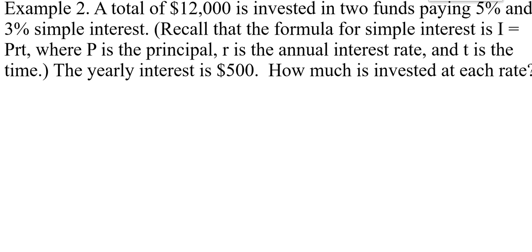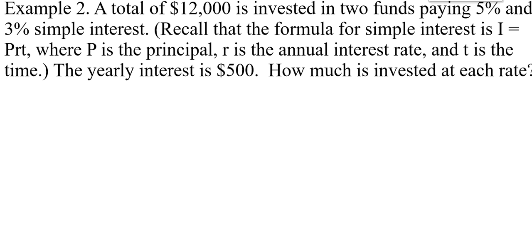A total of $12,000 is invested in two funds paying 5% and 3% simple interest. Recall that the formula for simple interest is I equals P times R times T, where P is the principal, R is the annual interest rate, and T is the time. And the yearly interest is $500. How much is invested at each rate?